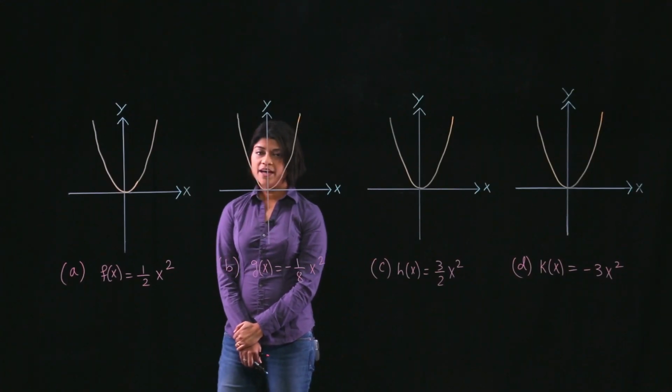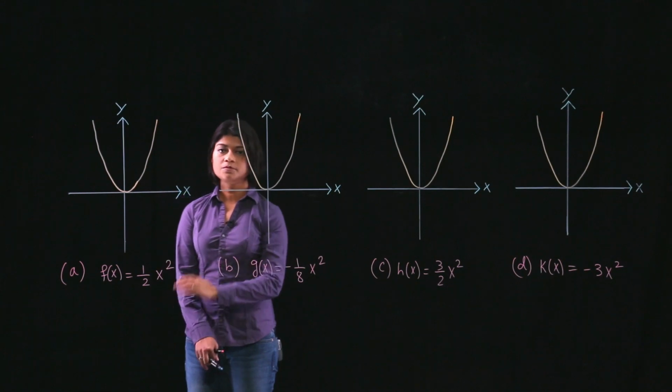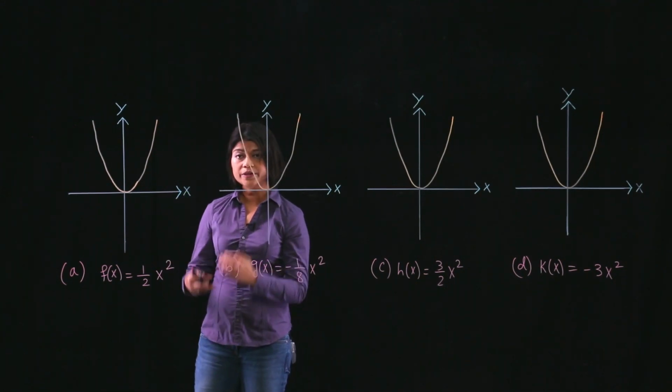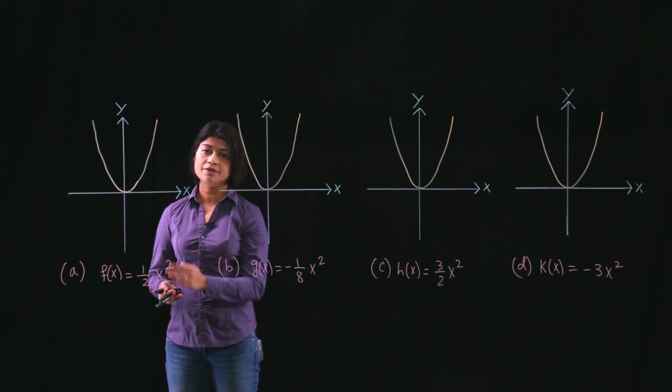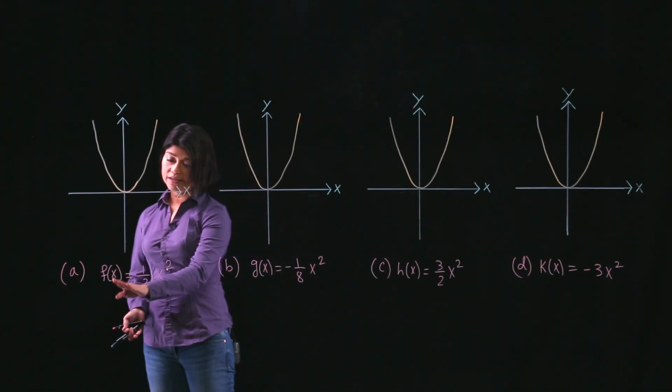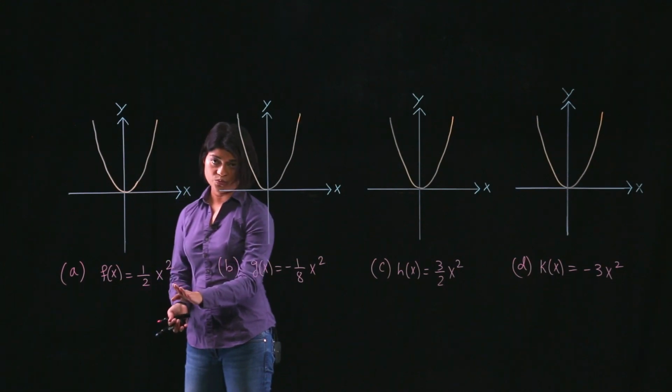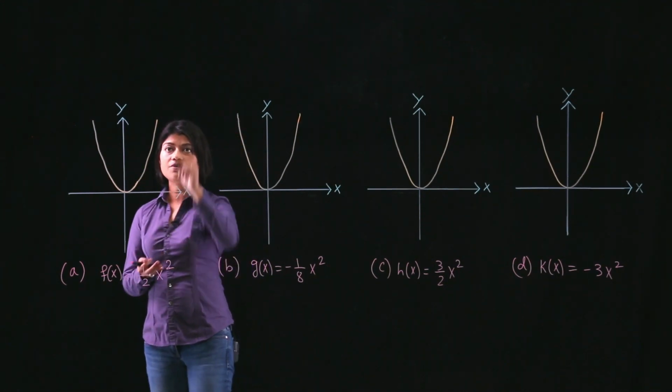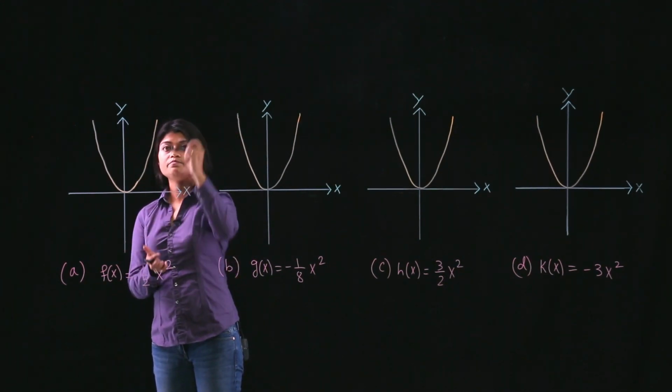Hi, I'm Papia. In this problem, we have to sketch a graph of 4 different functions and compare their graphs with the graph of y equals x squared. The first function is 1/2 x squared, and we have the graph of x squared right here.